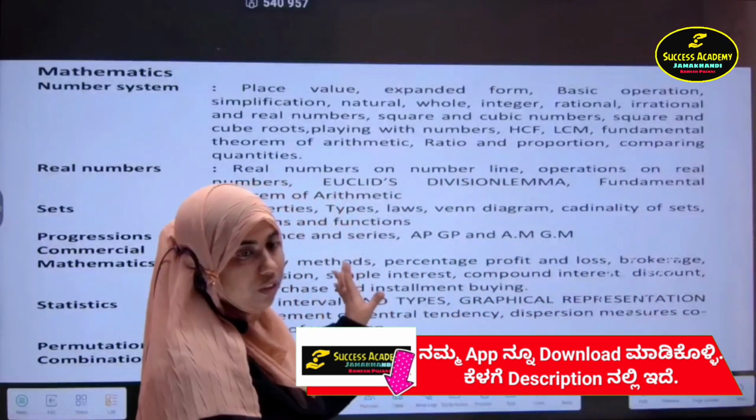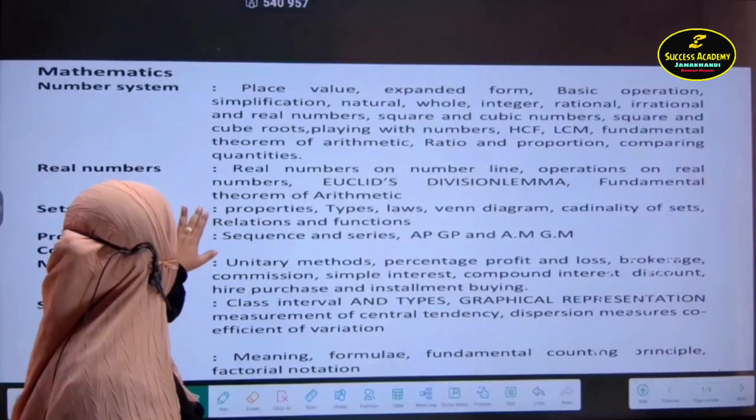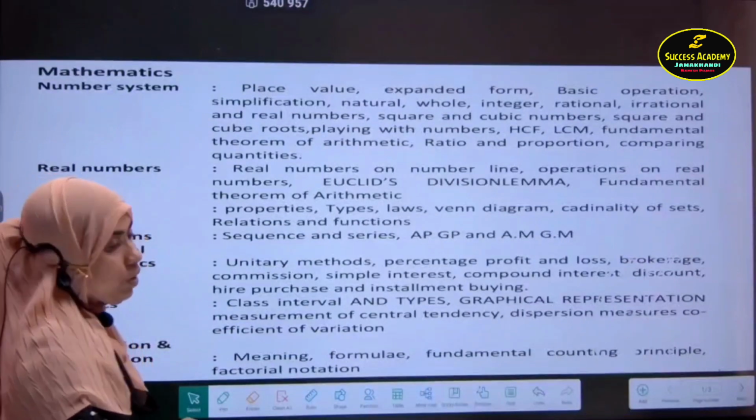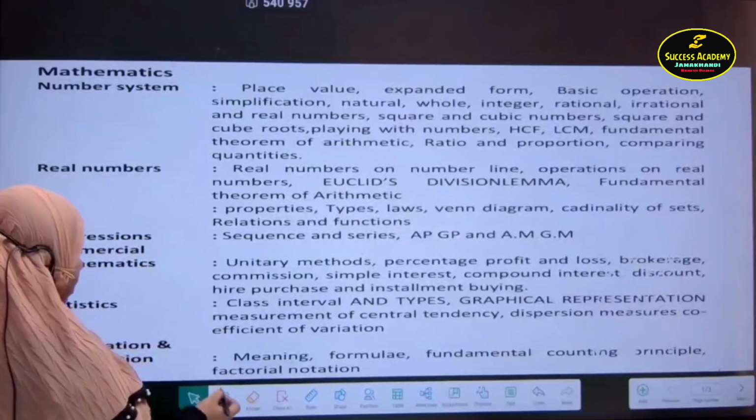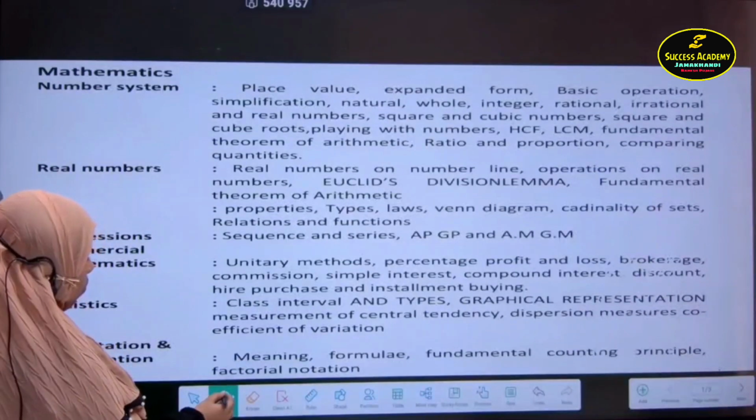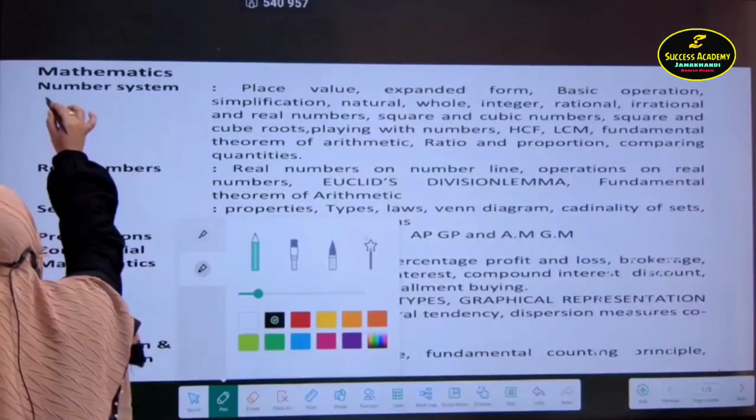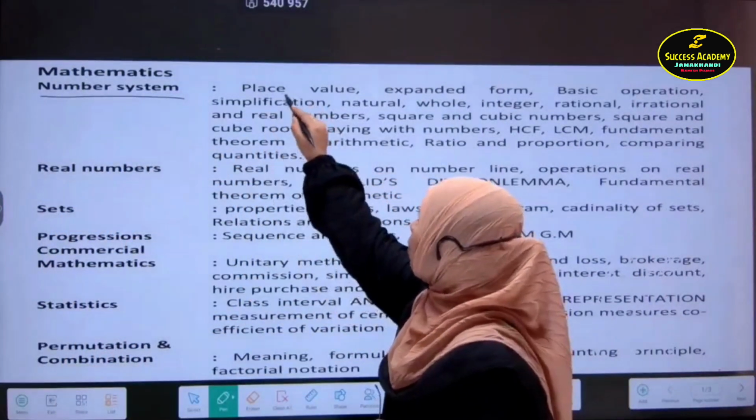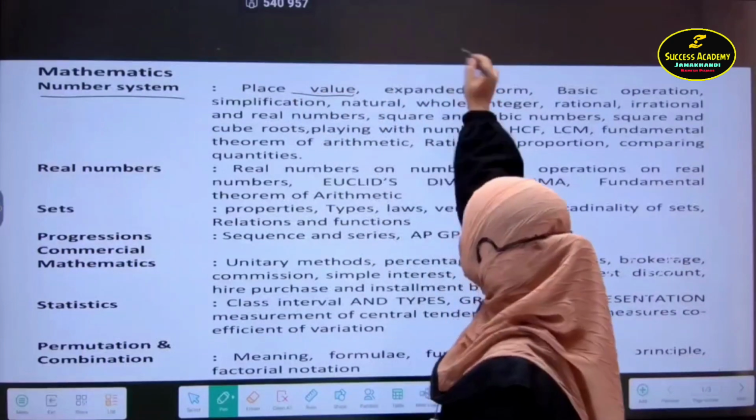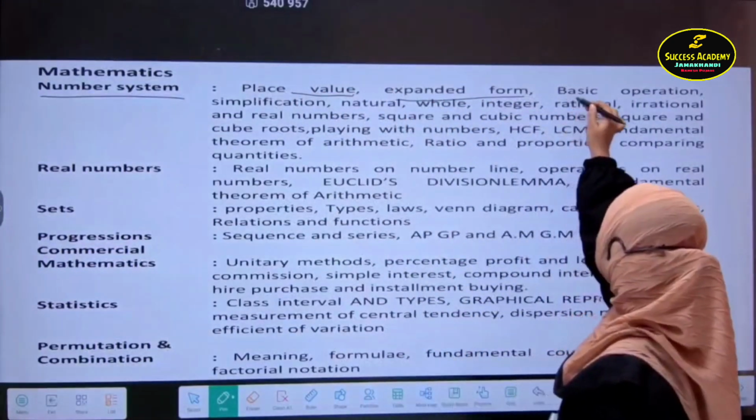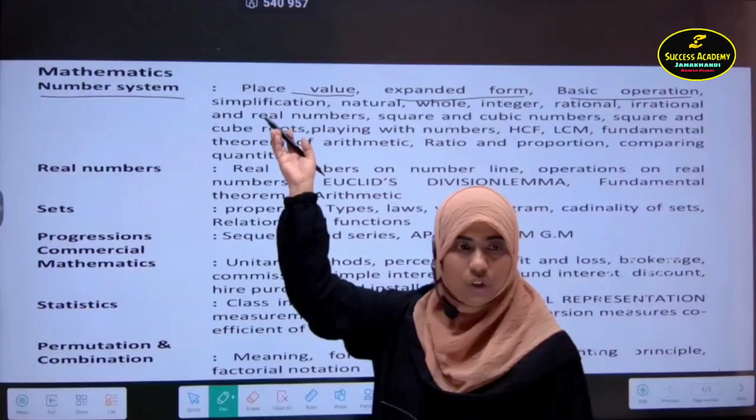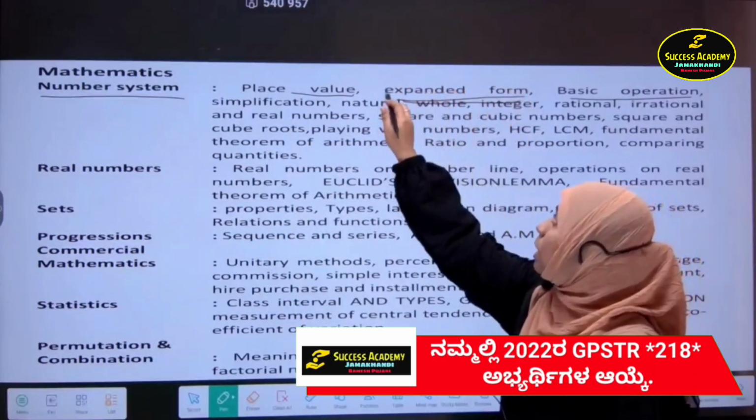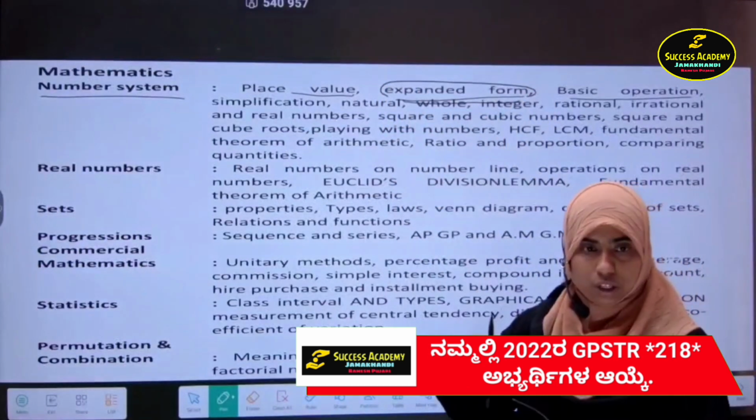Today we are going to discuss the complete GPSTR mathematics syllabus. So the first topic we can see in the syllabus is number system. In number system: place values, expanded form, basic operations. Place values are nothing but ones, tens, hundreds, thousands, and expanded forms are written by using the place values only.